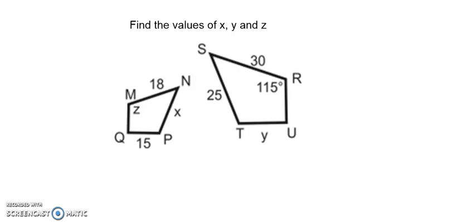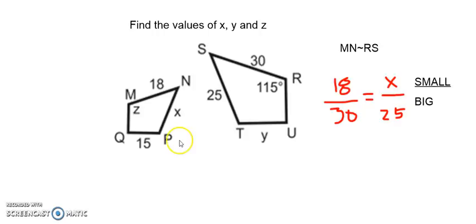Now, we have to find the values of x, y, and z. So I'm going to go ahead and set this up, and let's see if you agree. So I see that MN is similar to RS, and I set this up because it's small over the big. So I have 18 over 30 for my MN and RS, and so this is small side over big side. And so I have to cross multiply. So in this case, x turns out to be 15.